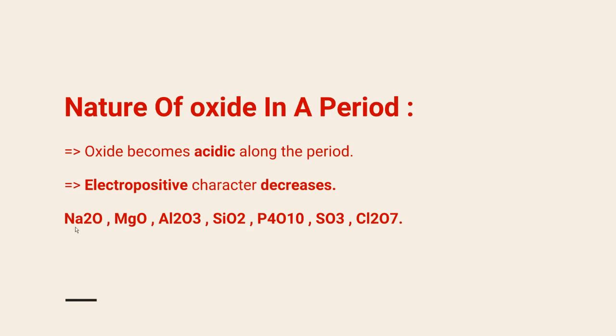Now in this case, these two are strongly basic because they are metallic oxides. They are on the left side of the periodic table. Aluminum oxide, as I discussed earlier, is the amphoteric oxide. Silicon oxide and phosphorus pentoxide are weak acids. And sulfur trioxide and dichlorine heptoxide are strongly acidic.